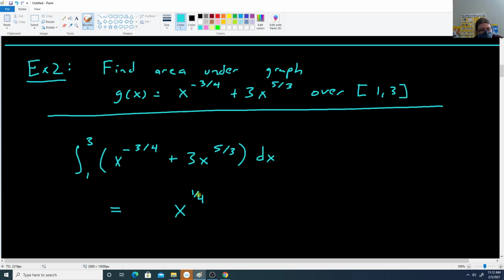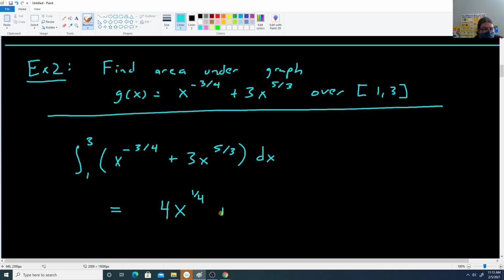Now, when I take the derivative of x to the 1/4, the 1/4 comes down. 1/4 minus 1 is negative 3/4. So we have this mostly right, except the 1/4 comes down, and there's not supposed to be a 1/4 there. So I need to put a 4 in front of this, so when the 1/4 comes down, the 4 and the 1/4 cancel, so they go away, and you're only left with the x to the negative 3/4 part.